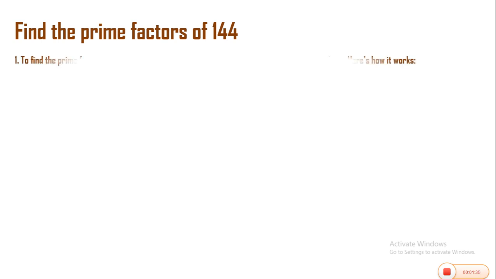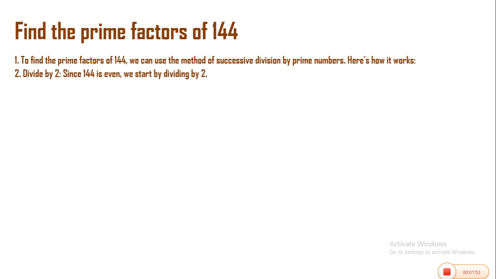Let's solve some questions under this topic. Find the prime factors of 144. To find the prime factors of 144, we can use the method of successive division by prime numbers. Here is how it works. We're going to start with the smallest prime number, which is 2. Since 144 is even, we start dividing by 2.